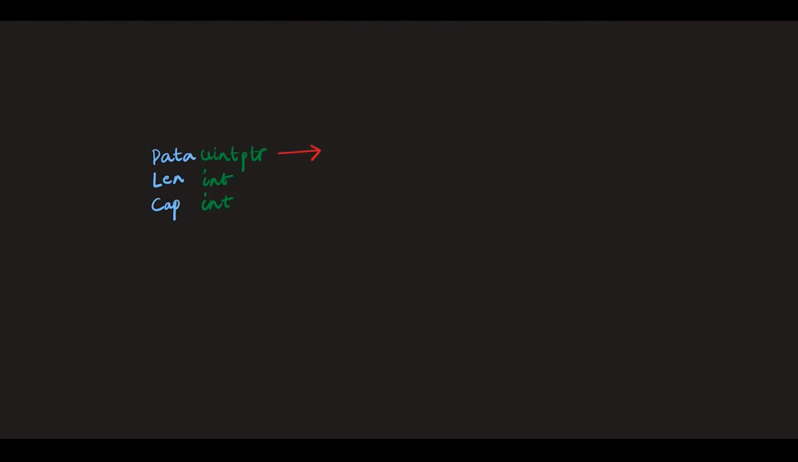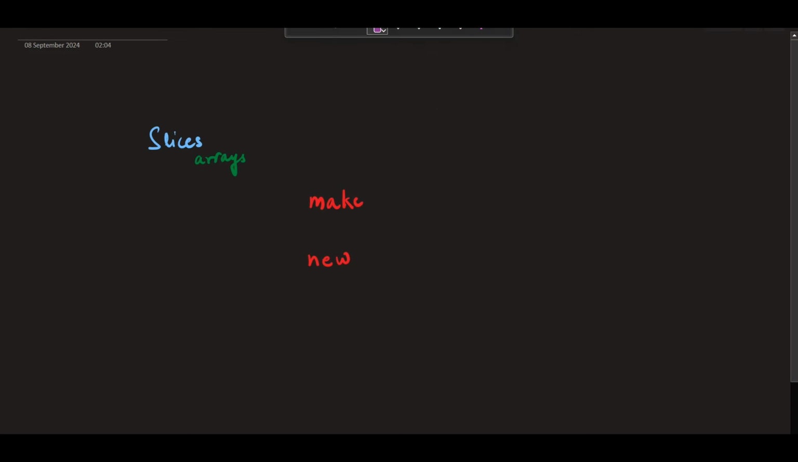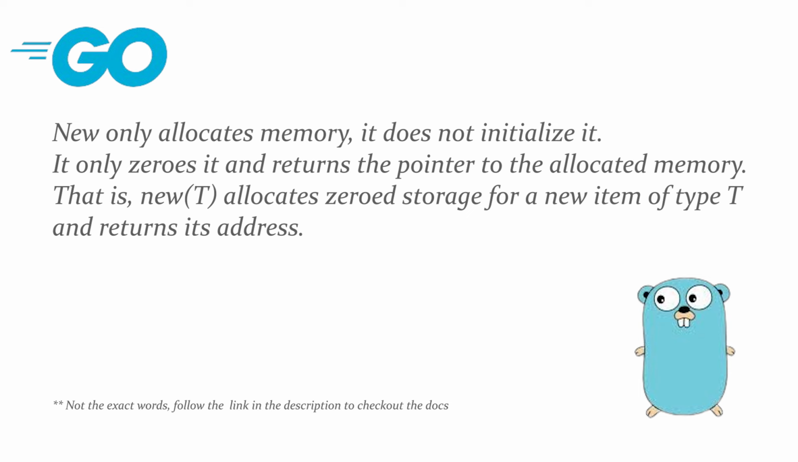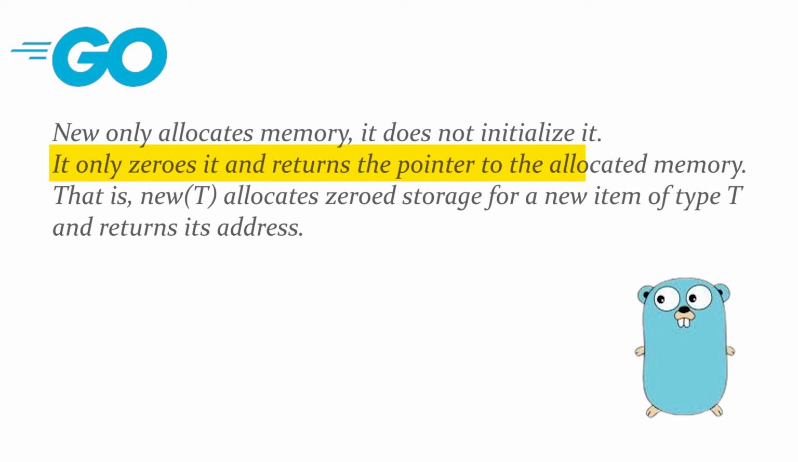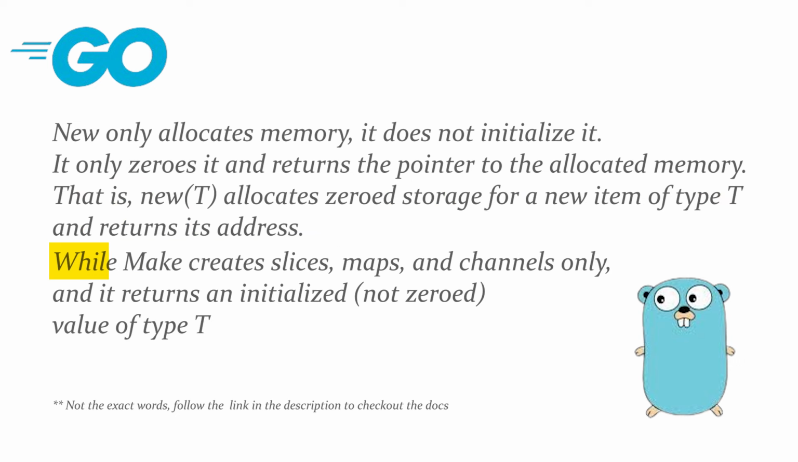The array that the data pointer points to must be initialized and allocated memory in order for us to start working with it. This is where new and make are different when dealing with slices. If you see the definition in the docs, new only allocates memory. It does not initialize it. It only zeros it and returns the pointer to the allocated memory. That is, new of type T allocates zero storage for a new item of type T and returns its address. While make creates slices, maps, and channels only, and it returns an initialized, not zeroed, value of type T.